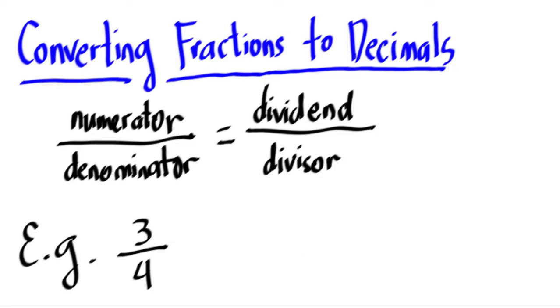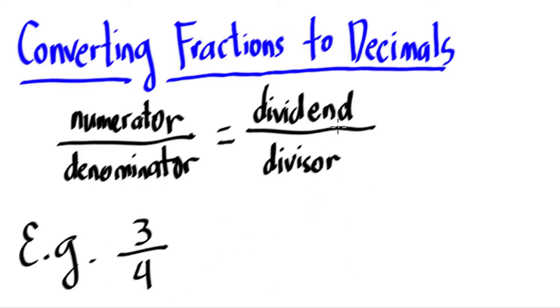Fractions can be changed to a decimal by dividing the numerator by the denominator. So imagine the numerator divided by the denominator, 3 over 4 for example, is equal to the dividend over the divisor. When we operate this fraction, the quotient will be in the form of a decimal. So that's how we convert a fraction to a decimal.